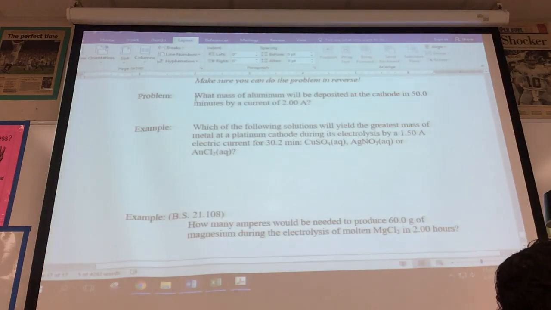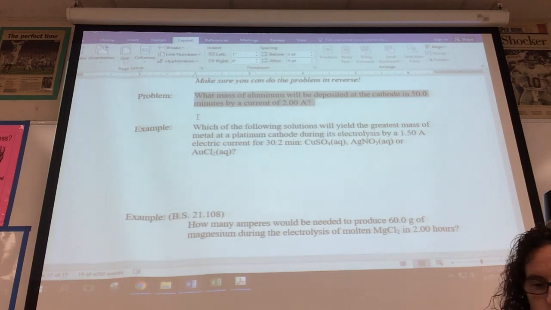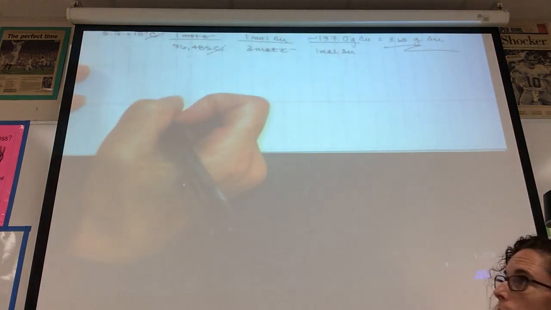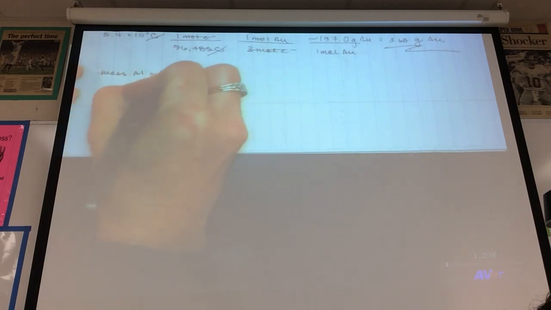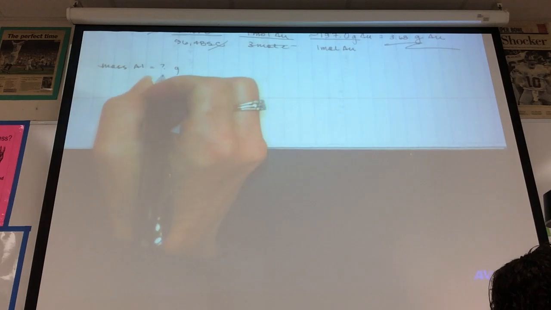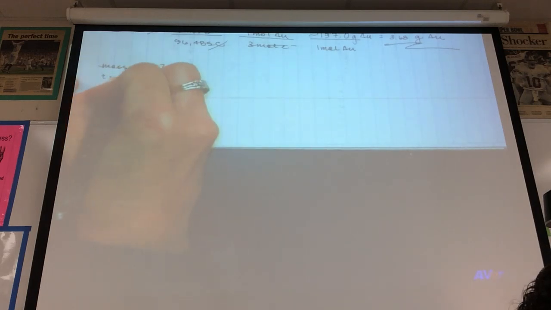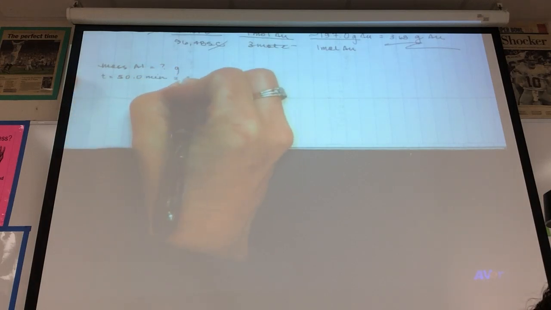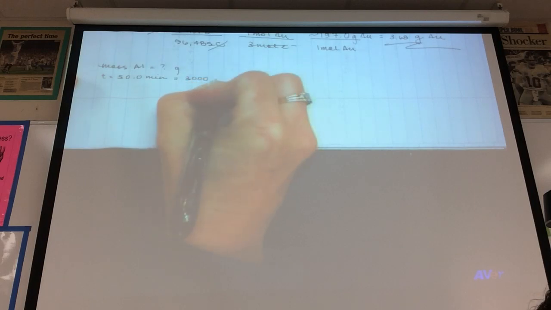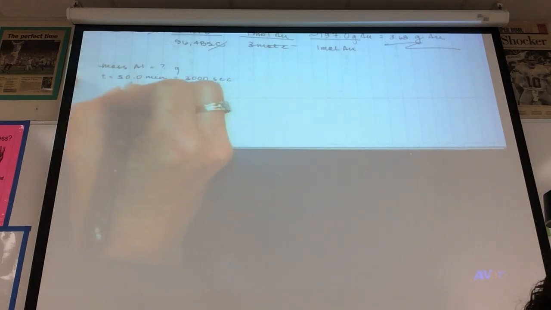It says, what mass of aluminum will be deposited at the cathode in 50 minutes by a current of 2 amps? So on this one, we want to know the mass of aluminum, again in grams. We've got a time of 50 minutes. If we multiply that by 60 seconds, 3,000 seconds, the current is 2 amps.